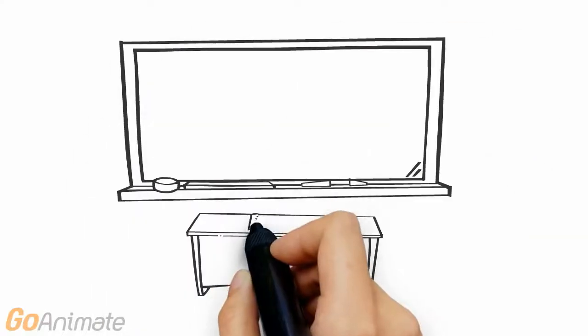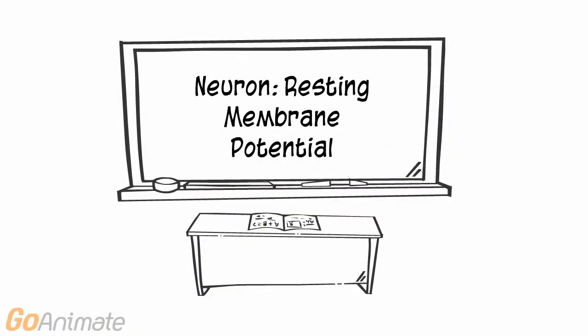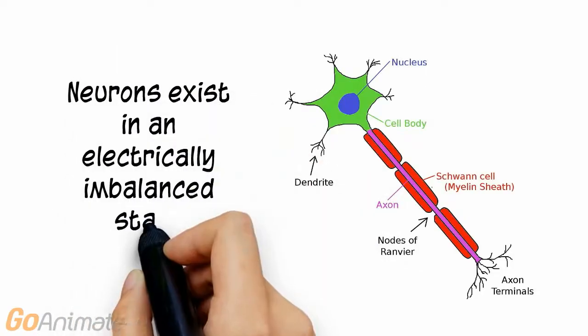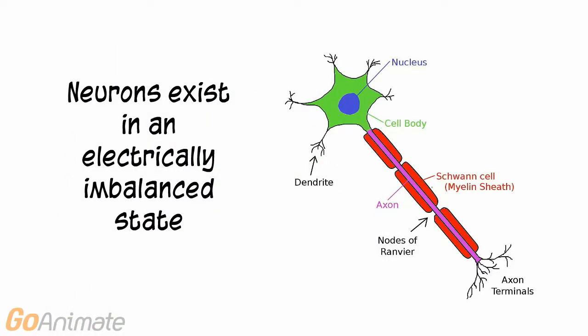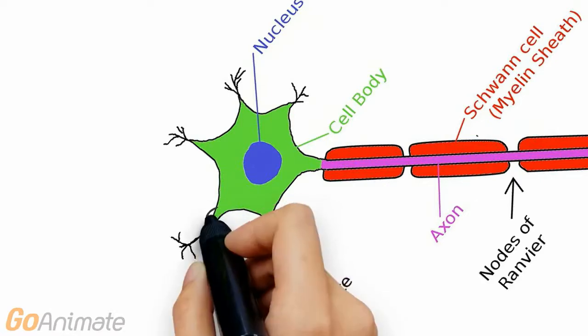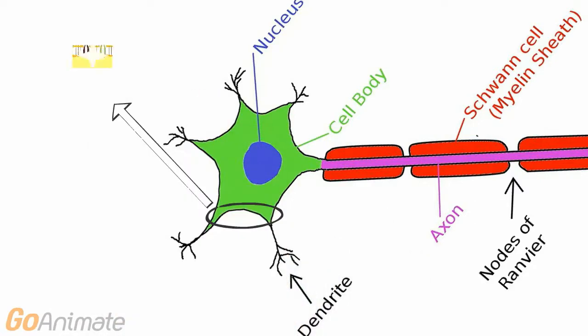Let's learn about the neuron's resting membrane potential. Neurons exist in an electrically imbalanced state. This occurs because of the number of positive and negative ions inside and outside of the cell. Let's take a look at the neuron cell membrane to learn more.